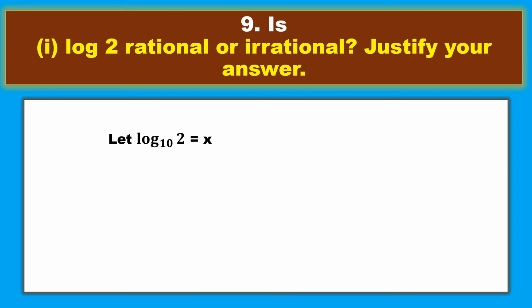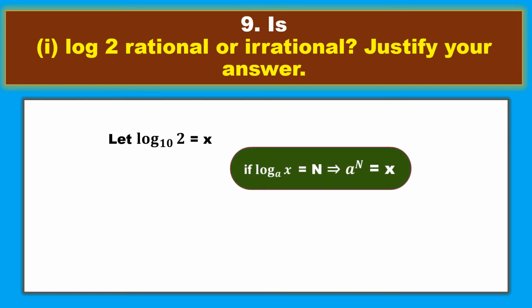Okay, now we have one statement. Simple. This is your statement. This a should be sent here. So this base, whatever is there, it should be sent to the other side. So a power n it will become. And this x should be written separately. That's it. Don't write log.